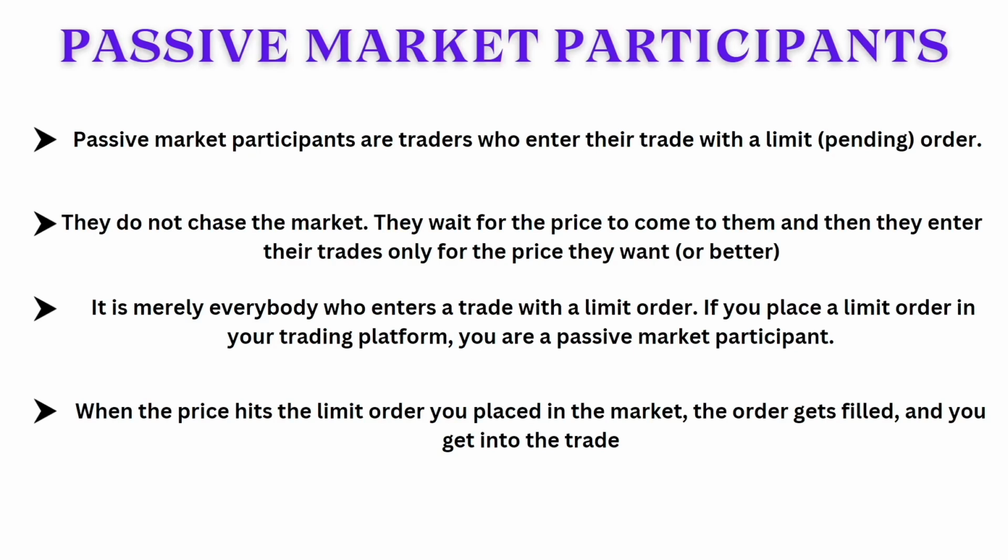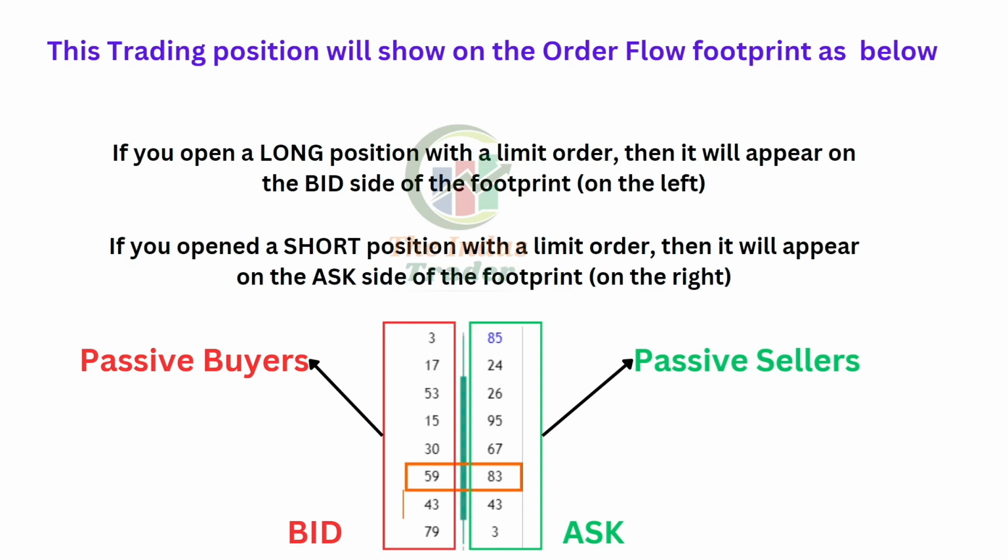Now let's see how we can see these passive market participants in the order flow. So now let's see how passive market participant positions are shown on the order flow footprint chart. Don't get confused: order flow and footprint have the same meaning but different names. Order flow is also called footprint and footprint is also called order flow.